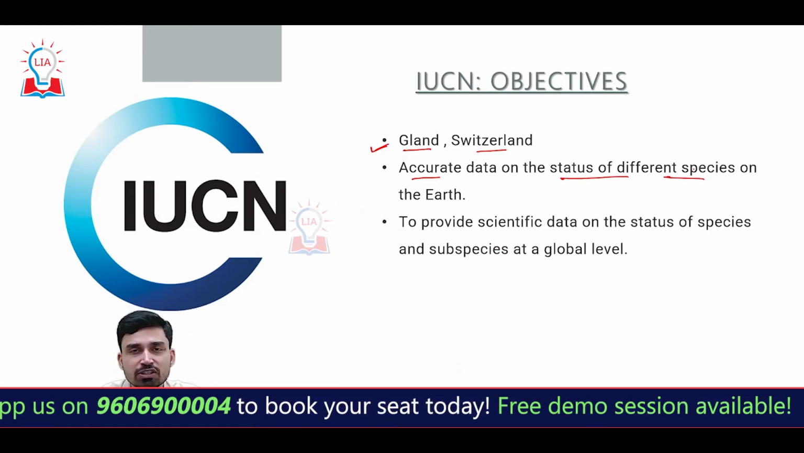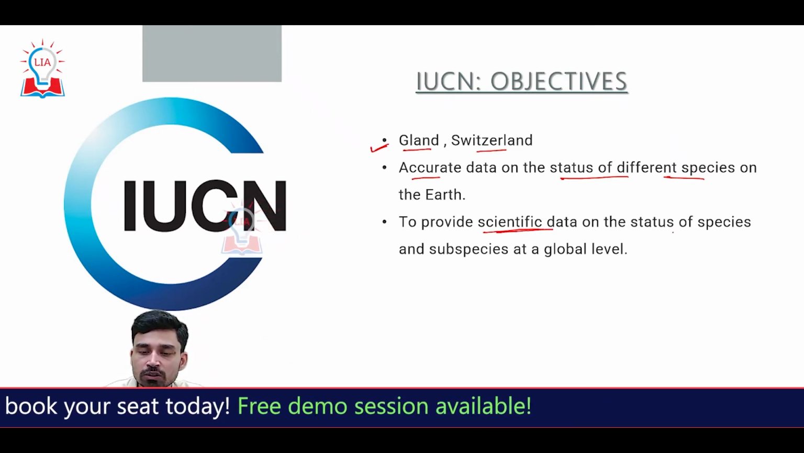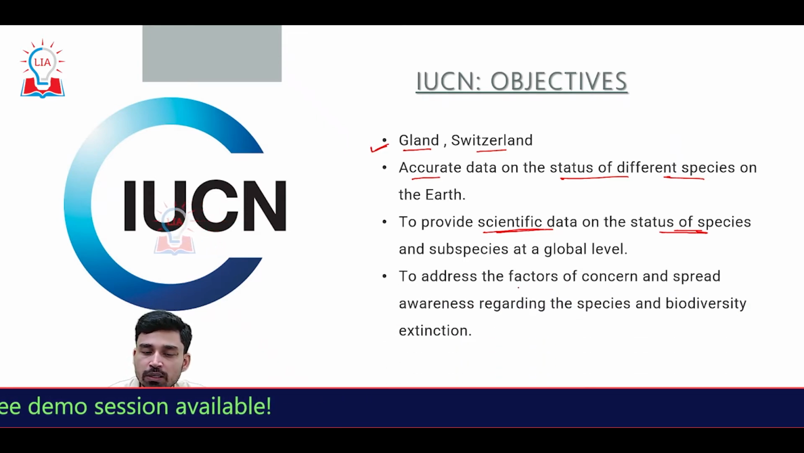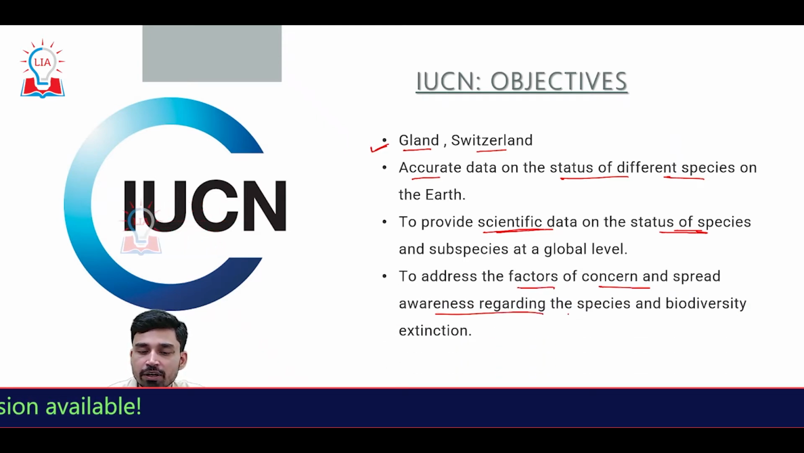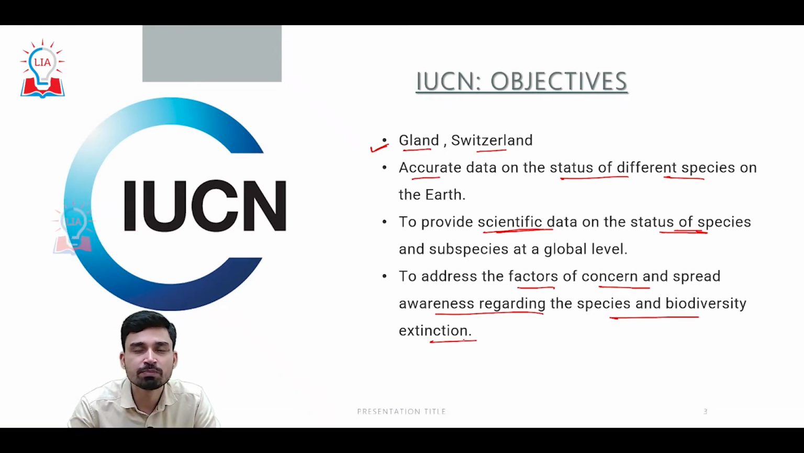Apart from that, it has 3 major objectives. The first objective is to provide scientific data on the status of a species and subspecies at the global level. Second is to address the factors of concern and spread awareness regarding species and biodiversity extinction, because a lot of species which are very rarely found in different parts of the world, many times due to lack of awareness, people are not aware that they are rare species.